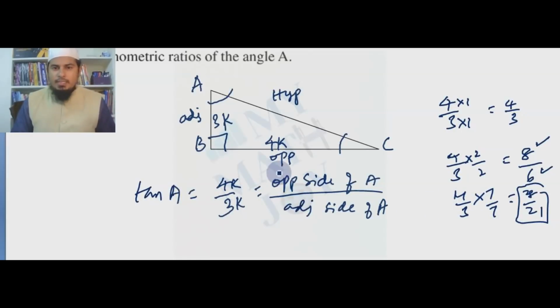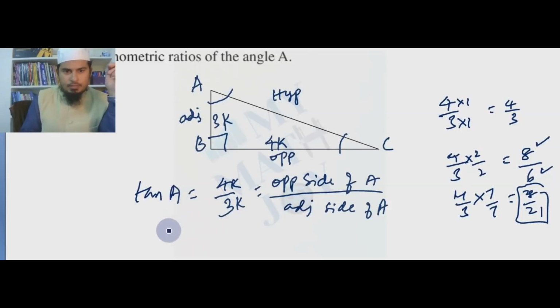That is why k is introduced, to make it clear that it is not exactly 4 centimeter and 3 centimeter. Okay, tan A is 4k by 3k, opposite side of A by adjacent side of A. By using this we have to find the unknown side. The unknown side can be found with the help of Pythagoras theorem. We have to apply Pythagoras theorem.